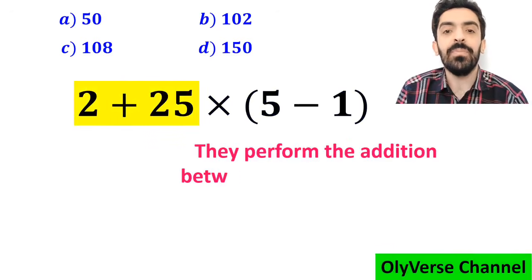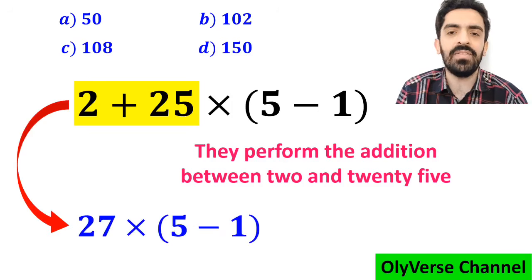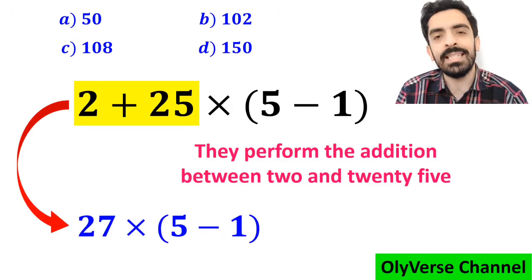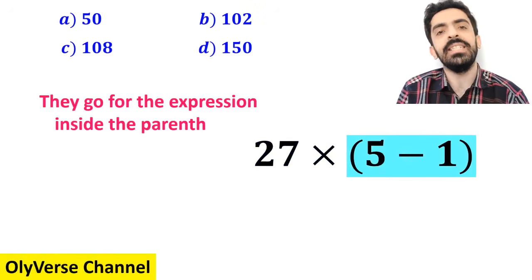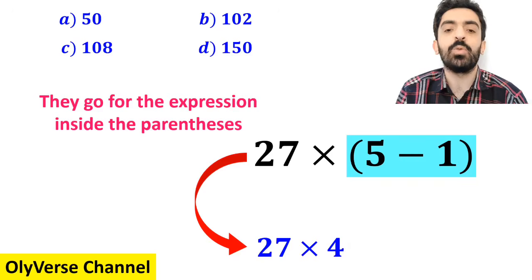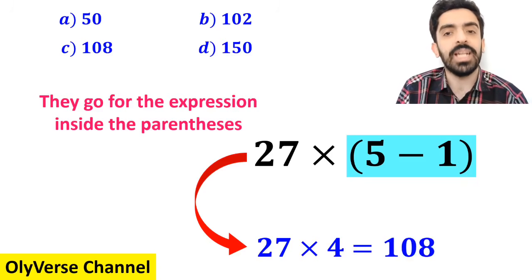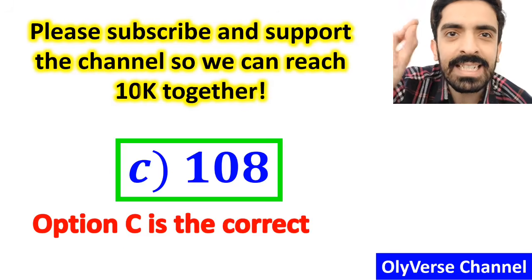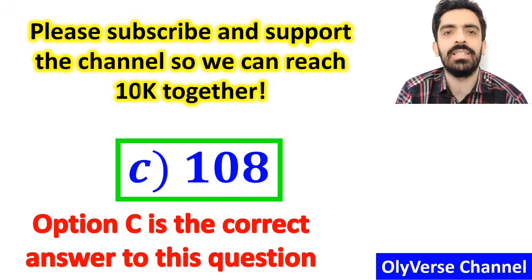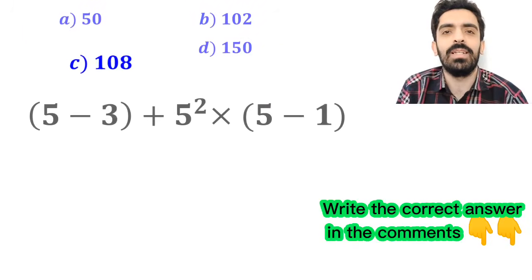Then they perform the addition between 2 and 25 and simplify this expression to 27 times (5 - 1). And the final step, they go for the expression inside the parentheses and replace it with 27 multiplied by 4, which ultimately gives them the answer 108. And without any hesitation, they quickly say that option C is the correct answer to this question. However, this answer is absolutely wrong.